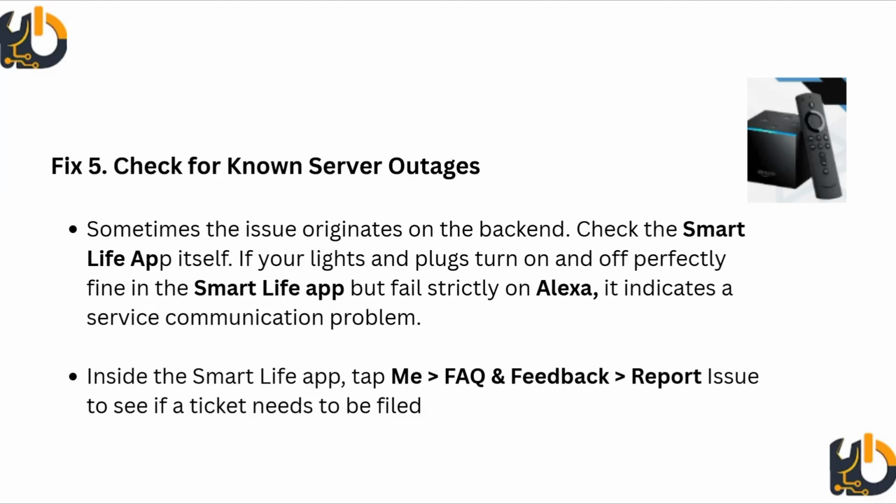Fix 5. Check for known server outages. Sometimes the issue originates on the back end. Check the Smart Life app itself. If your lights and plugs turn on and off perfectly fine in the Smart Life app but fail strictly on Alexa, it indicates a service communication problem.